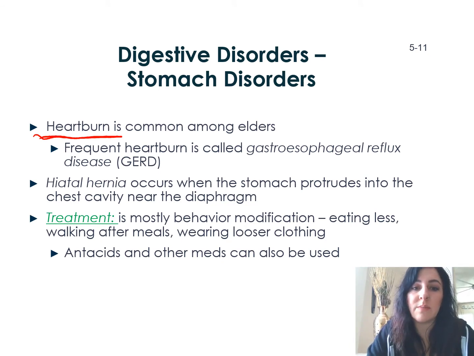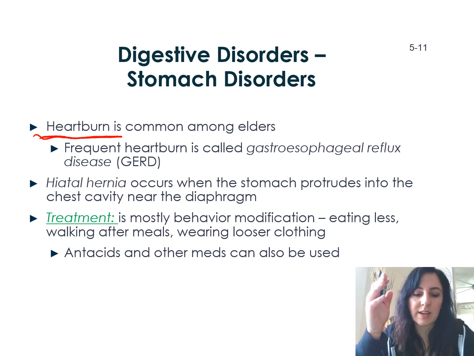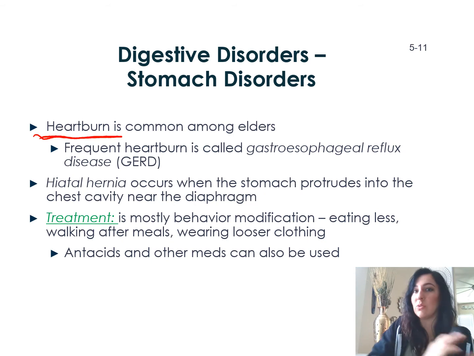Okay, so some treatment is mostly behavior modification. It's going to be eating less, walking after your meals, exercising, drinking a lot more water as well, wearing looser clothing. You can take antacids, and then there are some other medications that you can use, but you probably always want to take the more natural route before you go into medications, because medications will have side effects and it could cause other problems for you, especially in old age.